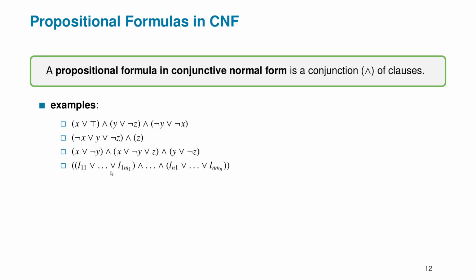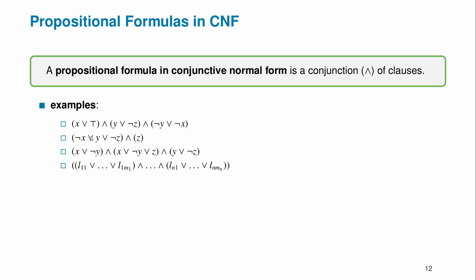And here we have a clause with several running variables. This is also important to have when proving some theorem where statements about formulas of arbitrary size are made. Note here we have a double index. The first position stands for the clause, here clause 1, here clause n. The second index stands for the literal within the clause.